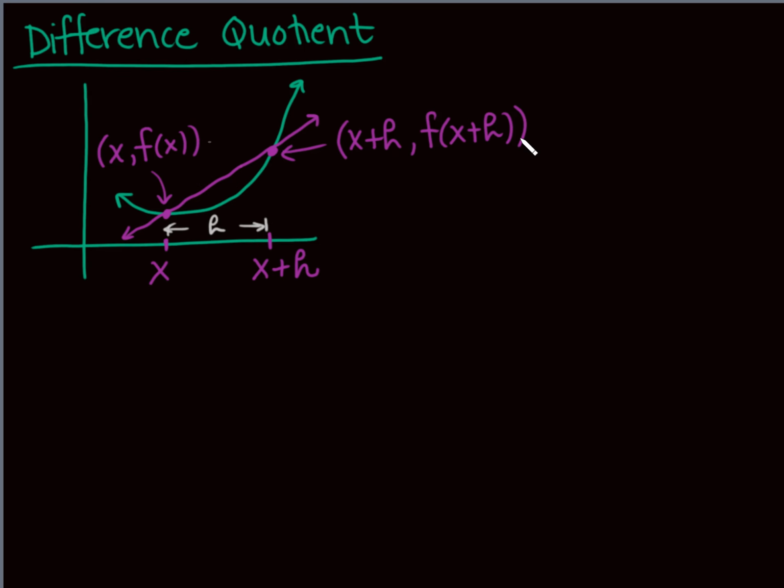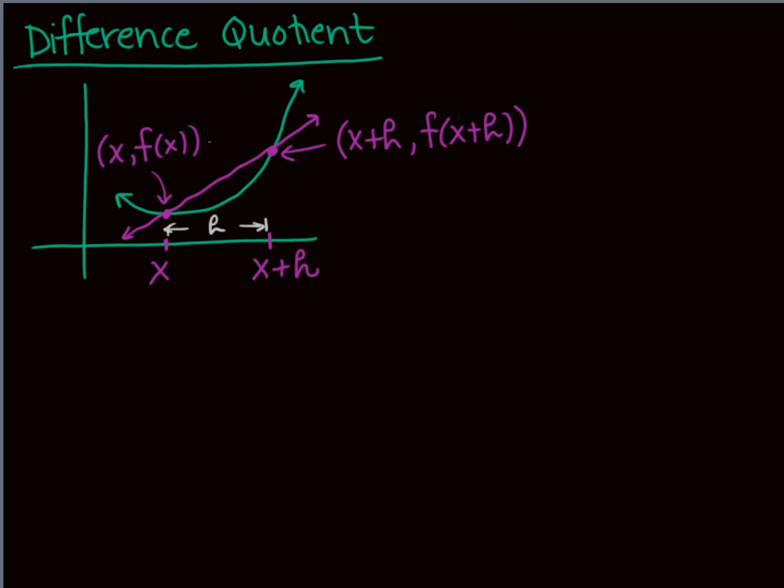Another way to think of it is it gives me an average rate of change, because it's basically the slope of the line between these 2 points. So it gives me the average rate of change of that function. So the difference quotient is basically finding this slope. So let's find this slope.